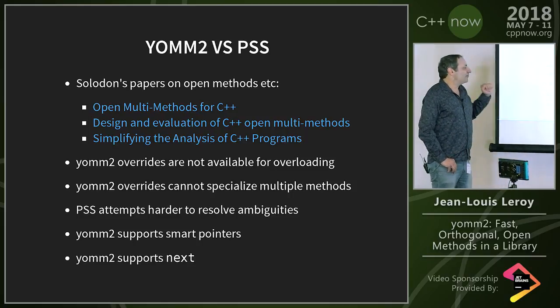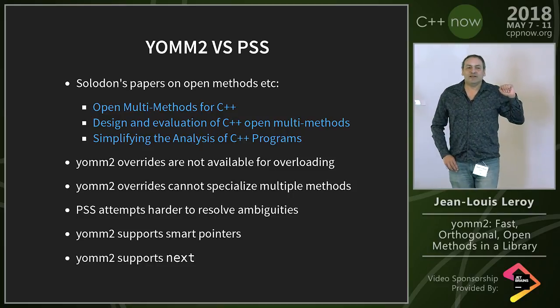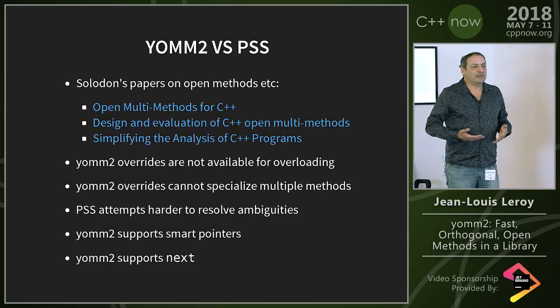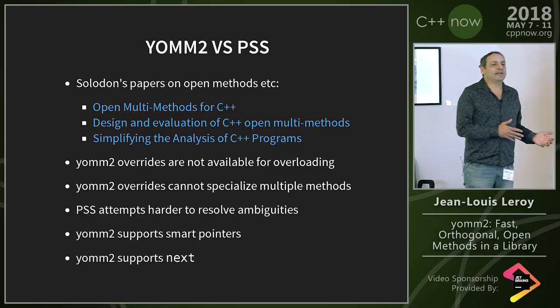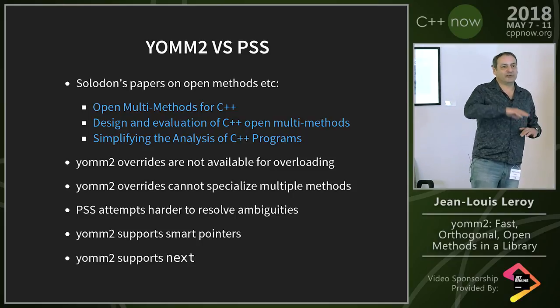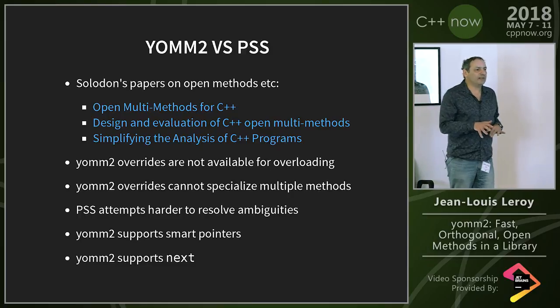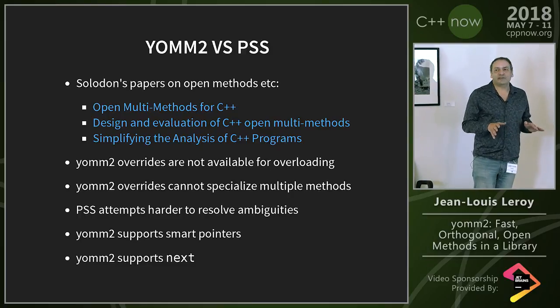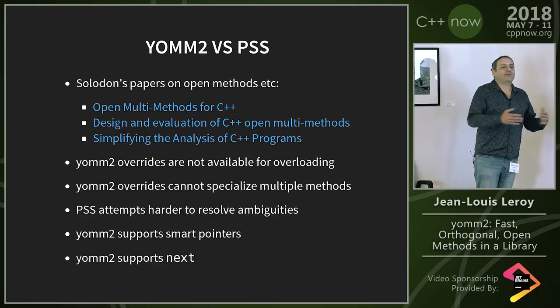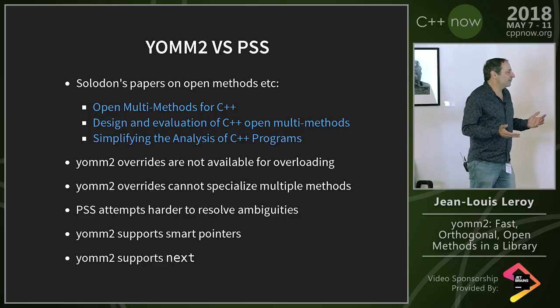Solodkyy's system attempts harder to resolve ambiguities. In case of ambiguity, it's going to look at the return type, at the covariant return type, to try to resolve the ambiguity. I disagree with this. I prefer to get an exception if there's an ambiguity because it's too subtle. It's not predictable enough. So I disagree with this.